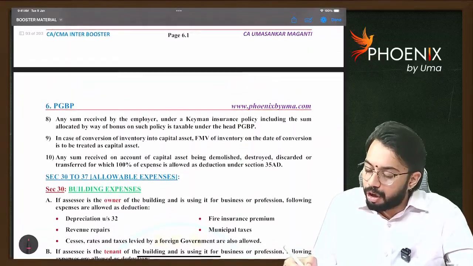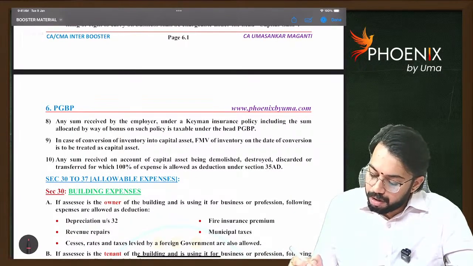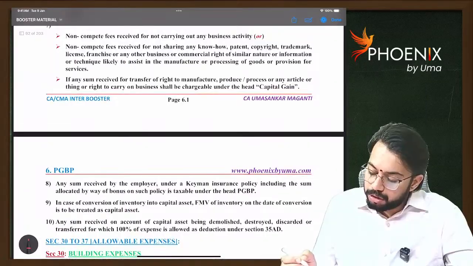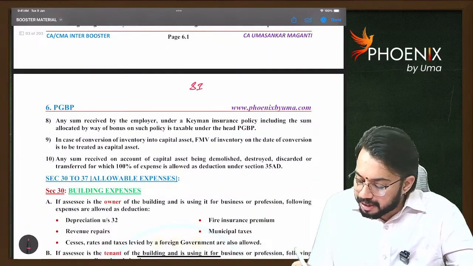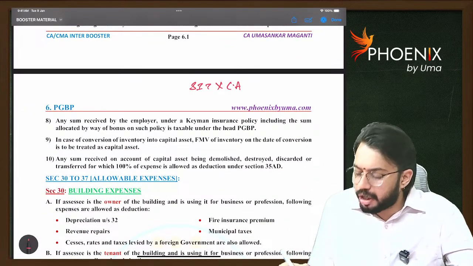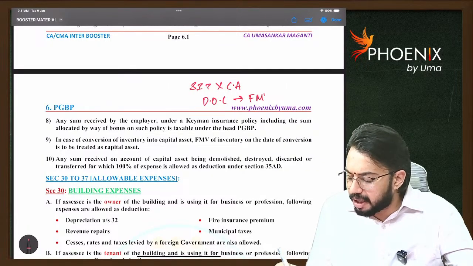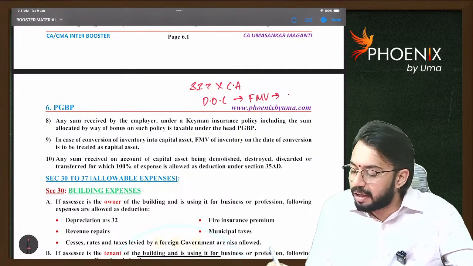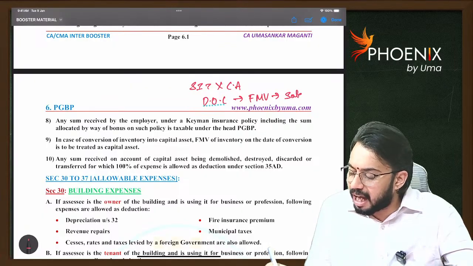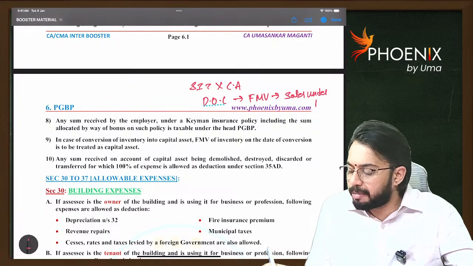Similarly, on conversion of stock in trade into capital asset: whenever you convert stock in trade into capital asset, on the date of conversion, whatever the fair market value is there, that fair market value will be considered as sales under the head PGBP. Are you able to understand?